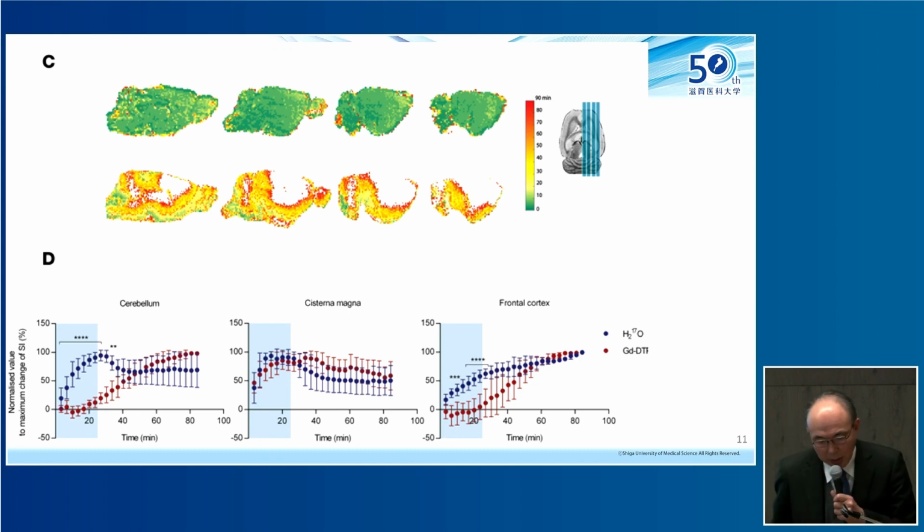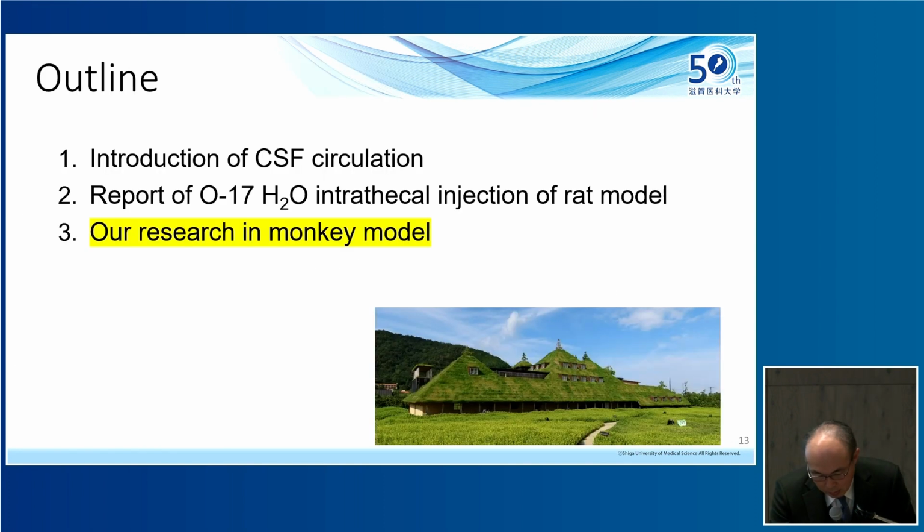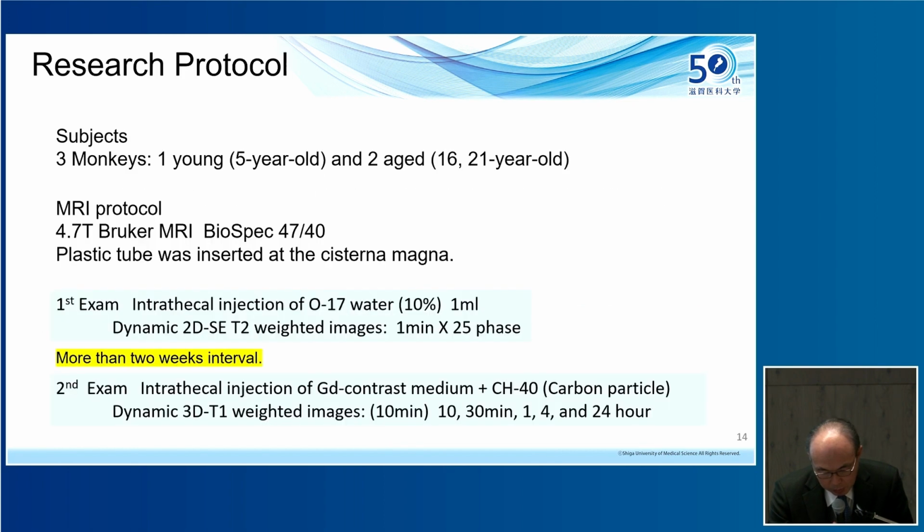This is the time-intensity curve of the brain, the CSF space and the frontal cortex in normal animals. As shown previously, when the aquaporin-4 channel is blocked using TGN-020, the subarachnoid space is the same, but the signal in the brain cortex, cerebellum and frontal cortex is reduced by the blockage of aquaporin-4. We tried this in our monkey model.